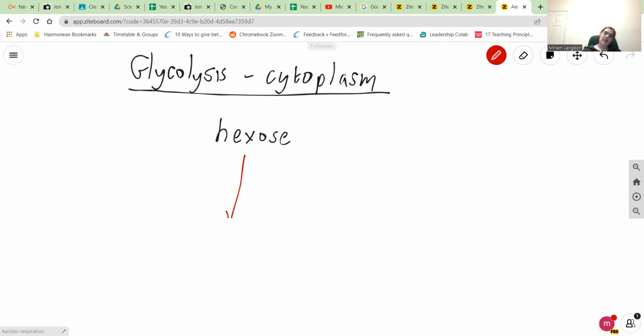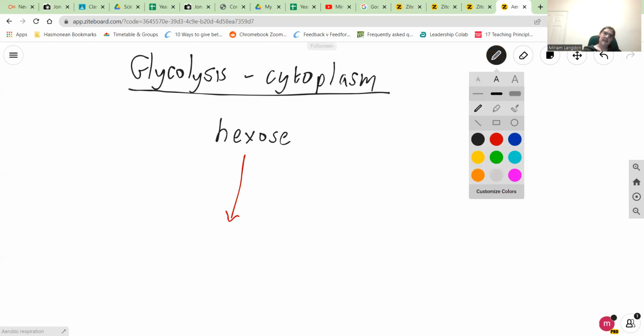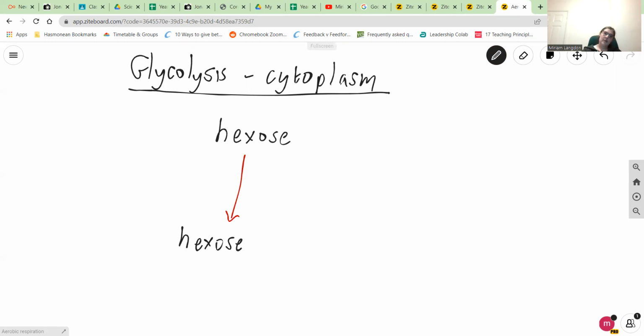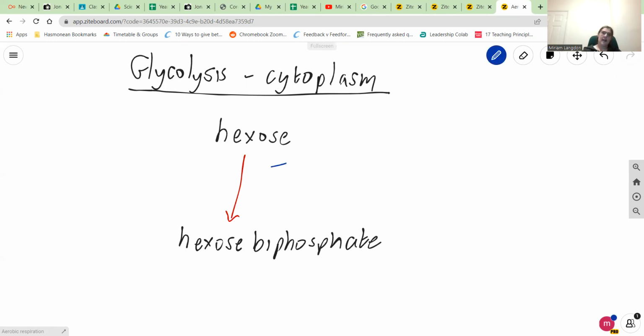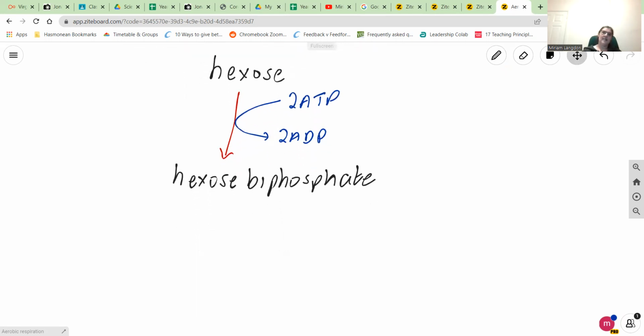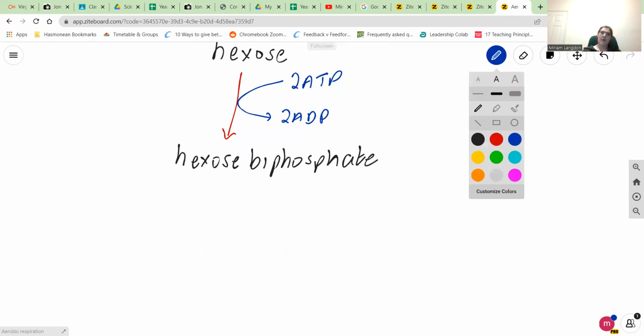That hexose sugar is going to be phosphorylated into a hexose biphosphate, which means it's going to have 2 phosphate groups added. Now, where do we get those phosphate groups from? We're going to get them from ATP. So we're first of all seeing that ATP will get hydrolyzed into ADP and Pi, and that phosphate will be added to the hexose to make a hexose biphosphate. And one of the first things you learn about ATP is its ability to phosphorylate molecules to make them more reactive.